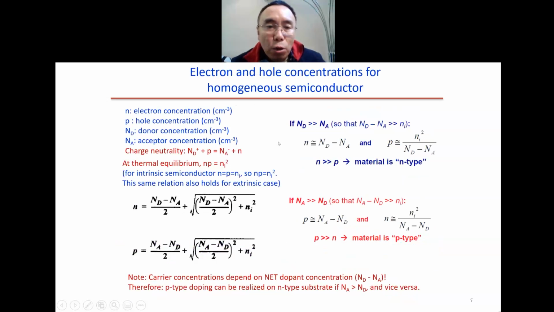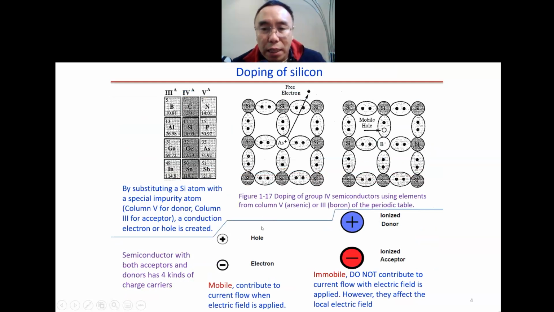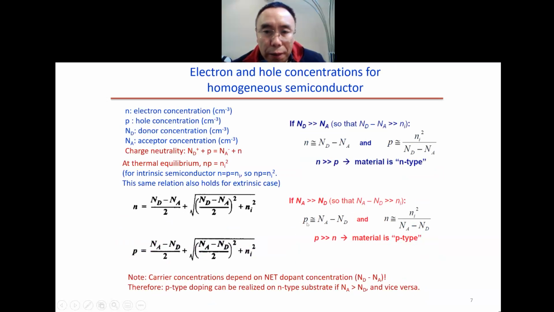Now we look at the electron and hole concentration. When we have both n-type and p-type dopants, we have 4 different charges. Overall it should be neutral. So this charge plus this charge will be the same as this charge plus this charge. So ND plus P equals NA plus N, the positive charge equals the negative charge. This is called the charge neutrality.